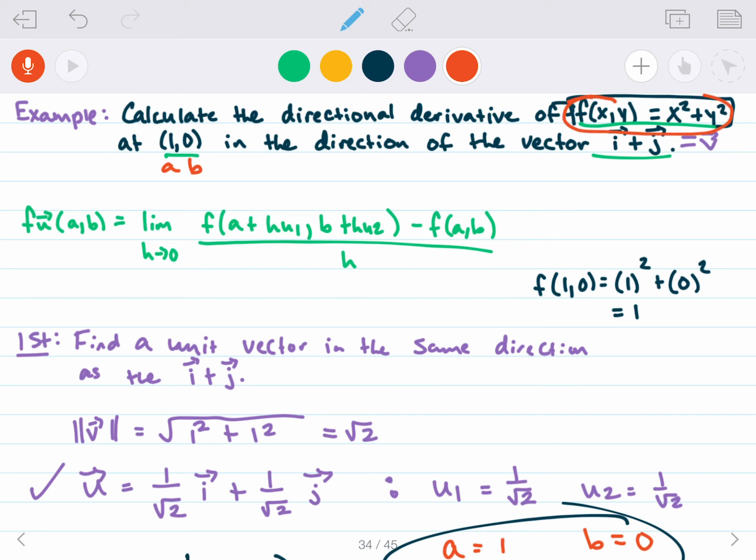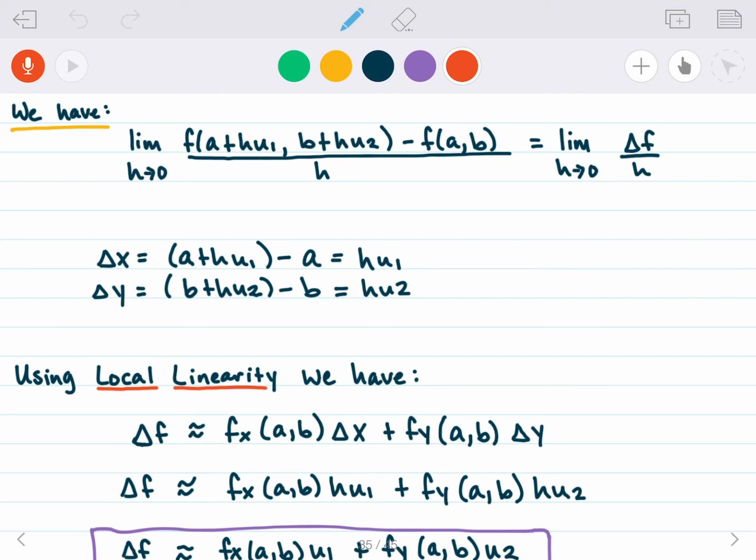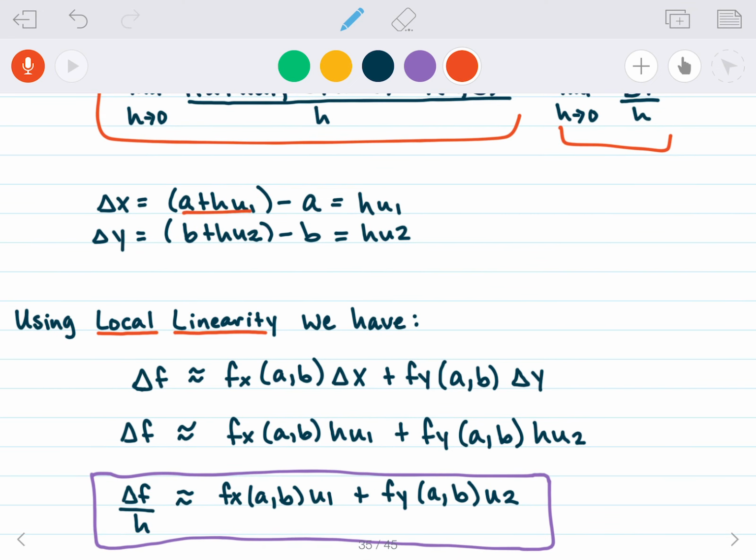Okay, so I'm going to go through this sort of quickly. What we're going to do is use local linearity from last lecture to come up with a better definition that doesn't involve limits. So this is what we have. Our limit definition is equal to the limit as h goes to 0. Notice that we have the difference in function values, that's just the change in f, over h. And the change in x is just the difference in the x values, and so we got that to be hu1. The difference in y values is hu2.